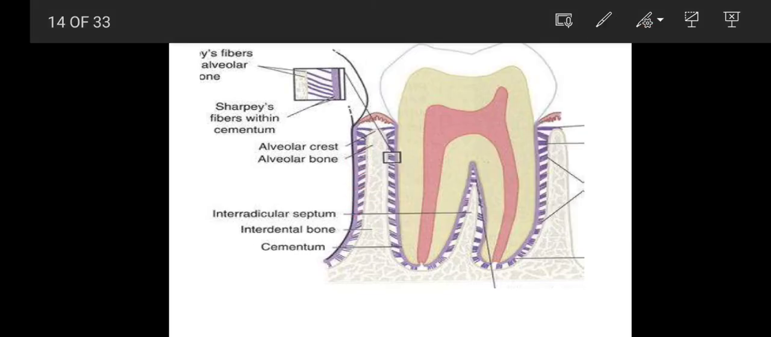Sometimes some fibers which insert into the alveolar bone pass through the length of the alveolar bone and reach the periodontal ligament tissue of the adjacent tooth. They start from this part, insert into the alveolar bone, become Sharpey's fibers, and extend across the alveolar bone to reach the adjacent periodontal ligament area. Because they traverse the alveolar bone, they are referred to as transalveolar fibers.